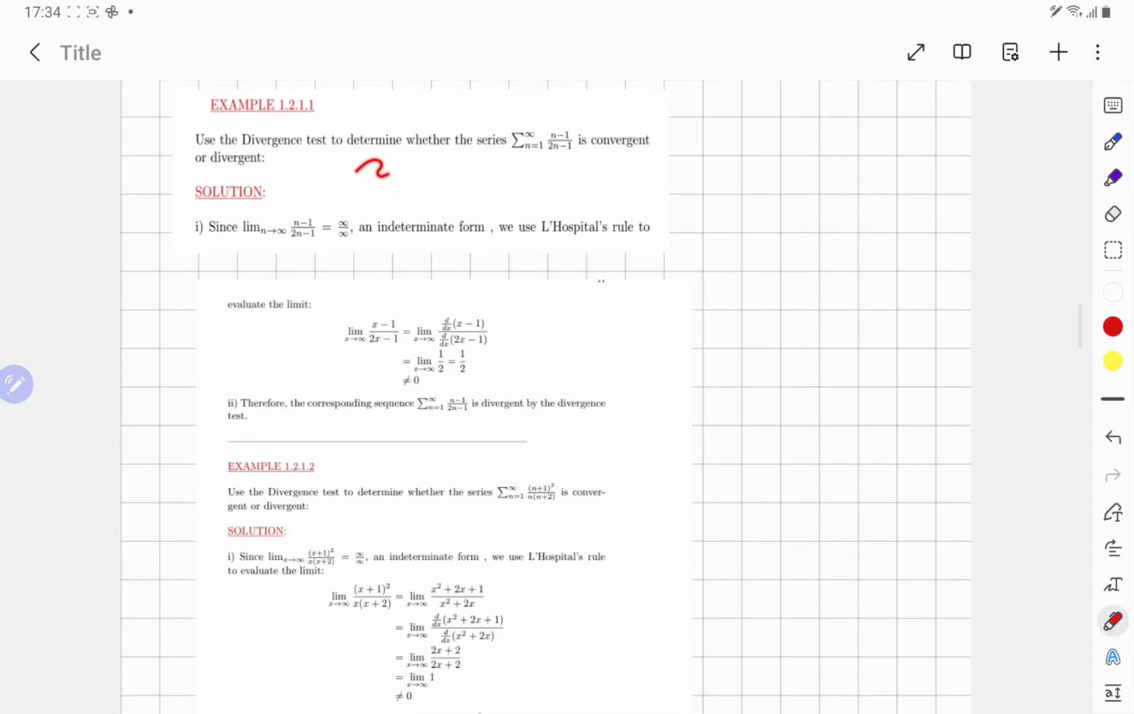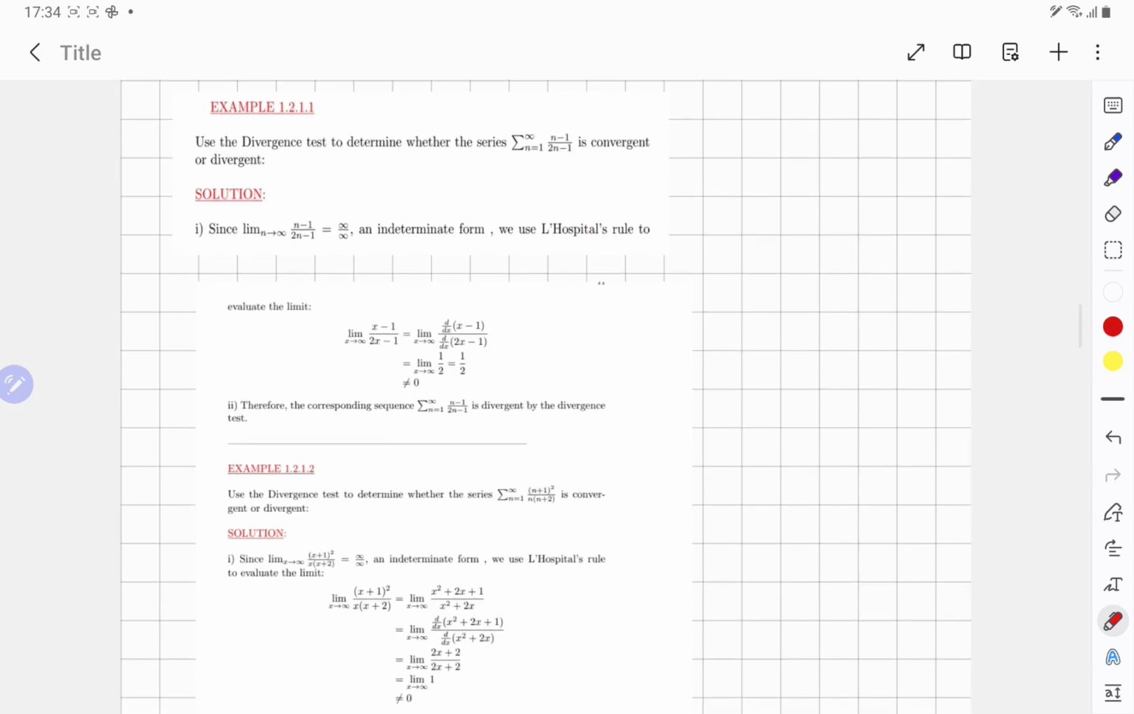They say use the divergence test here to determine whether the series is convergent or divergent. So here they tell us divergence test, but when you're in the test, I strongly recommend you immediately, step 1, do the divergence test. Now, what does the divergence test say? What did we just read?